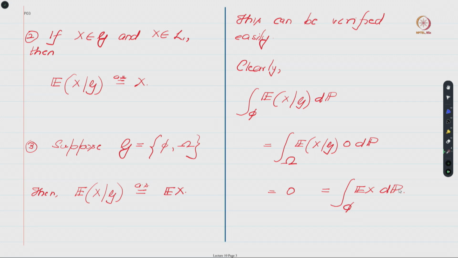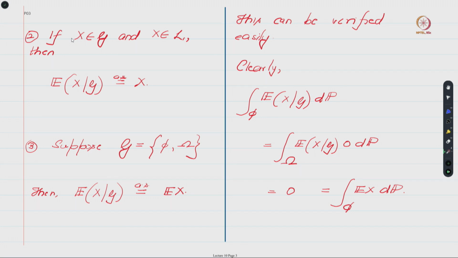Okay. So the next property, while it is very trivial to state, is often very important. What this says is that suppose you have some random variable x, right, and you have been given a sigma field G, and suppose it turns out that the given random variable is measurable with respect to G, right. So the given random variable itself is measurable with respect to G.